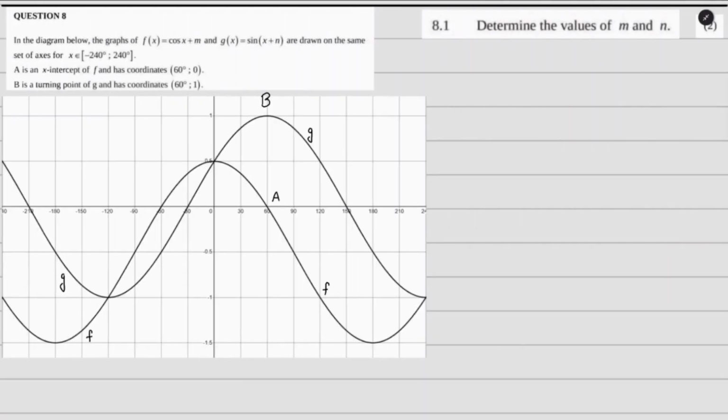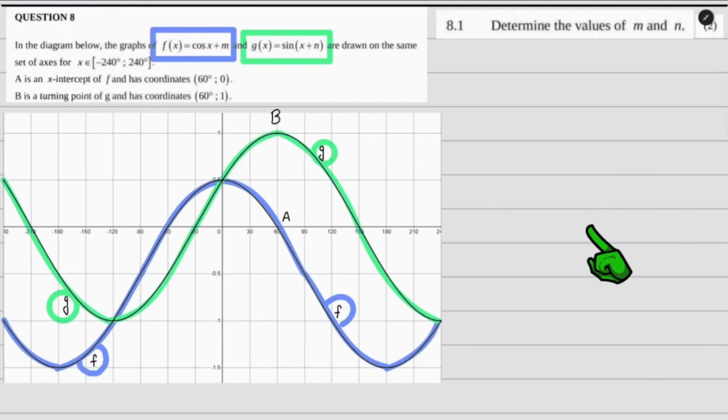Question 8, we tackled the wild things known as trig functions. So we've been given a whole bunch of information here, and this doesn't look nice to my brain, so I'm going to color code this thing and it'll look a lot better. And check what a difference that makes. Okay, so first up we need to get the values of m and n.